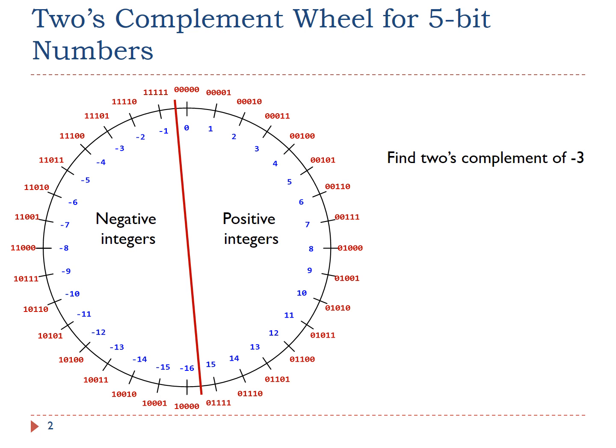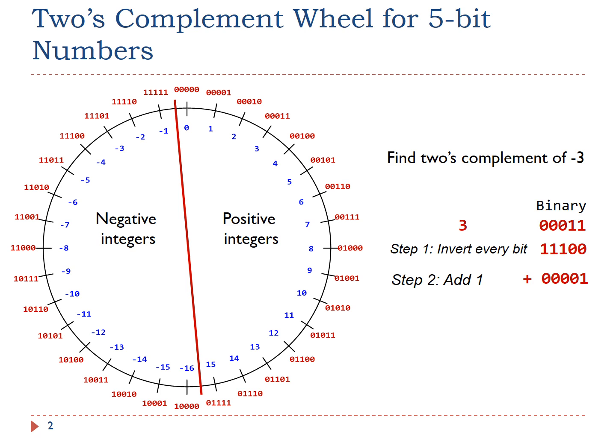For example, suppose we want to find out how to represent -3 in 2's complement. First of all, we translate +3 to binary. In the first step, we flip every bit. In the second step, we add 1. The final result is 1, 1, 1, 0, 1, which is the 2's complement representation of -3.